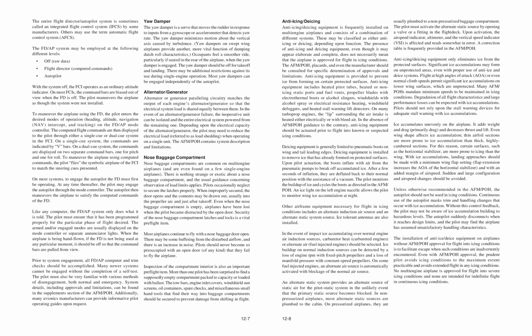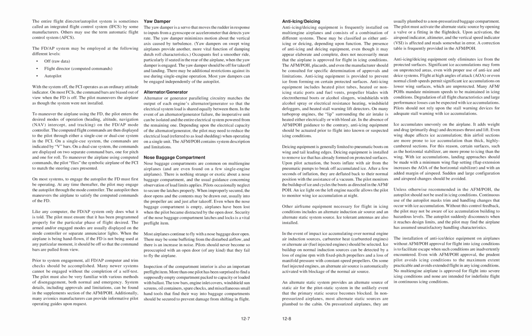Anti-icing equipment is provided to prevent ice from forming on certain protected surfaces. Anti-icing equipment includes heated pitot tubes, heated or non-icing static ports and fuel vents, propeller blades with electrothermal boots or alcohol slingers, windshields with alcohol spray or electrical resistance heating, windshield defoggers, and heated stall warning lift detectors. On many turboprop engines, the lip surrounding the air intake is heated either electrically or with bleed air. In the absence of AFM/POH guidance to the contrary, anti-icing equipment should be actuated prior to flight into known or suspected icing conditions.